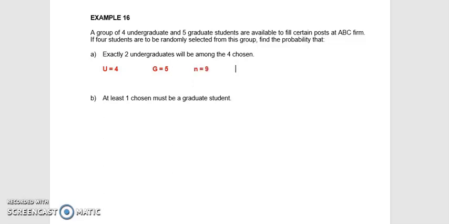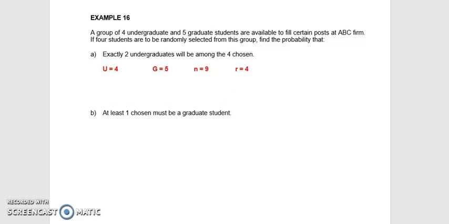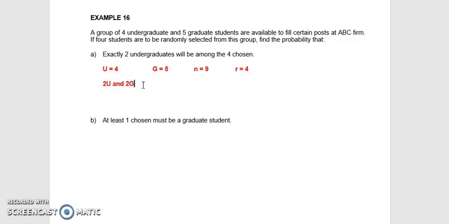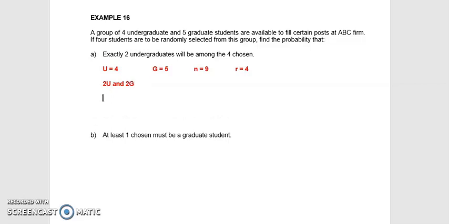So you want to select 4 students, R equal to 4. Now we want exactly 2 undergraduate students among the 4 chosen. So 2 undergraduate and 2 graduates. So probability of, let's say here I put X is exactly 2 undergraduate, and the balance will be another 2 graduate.